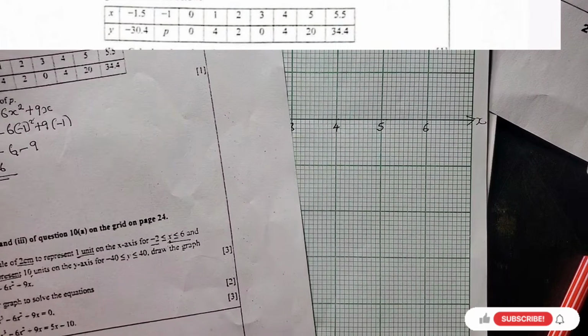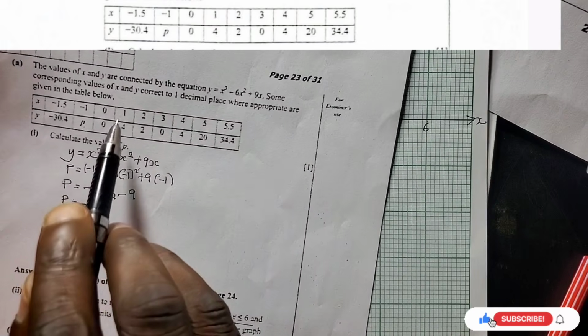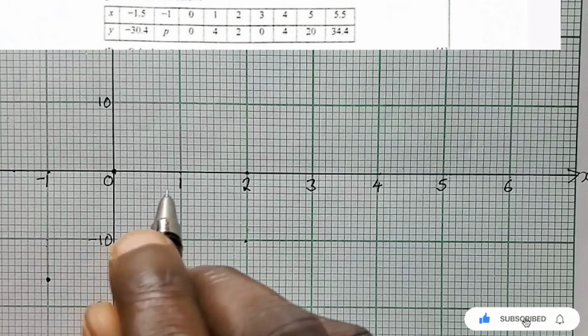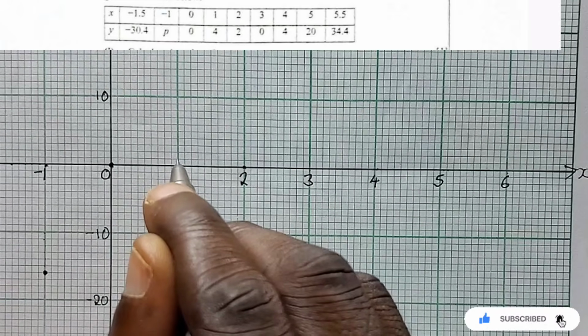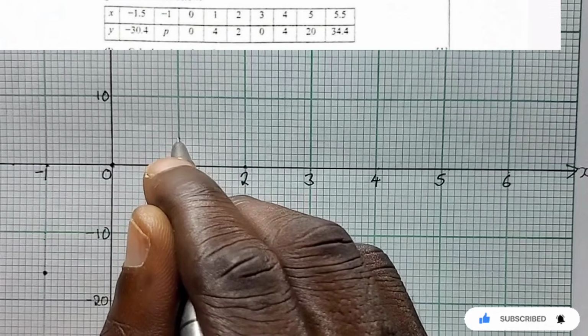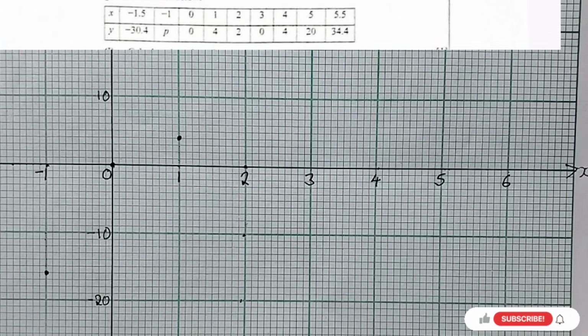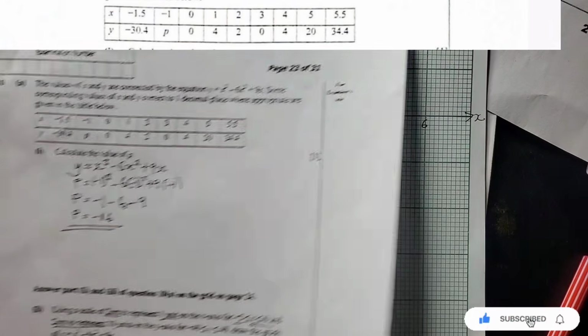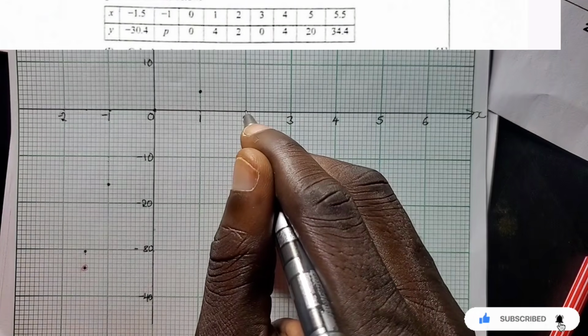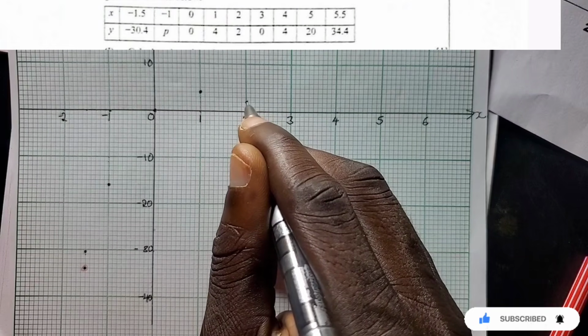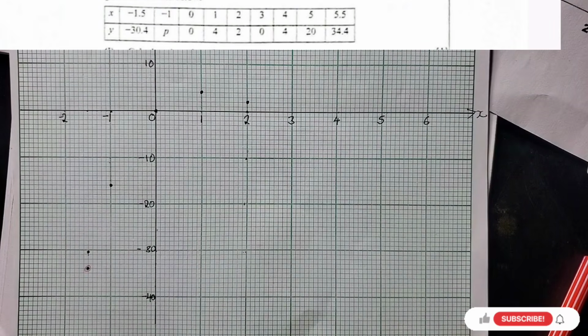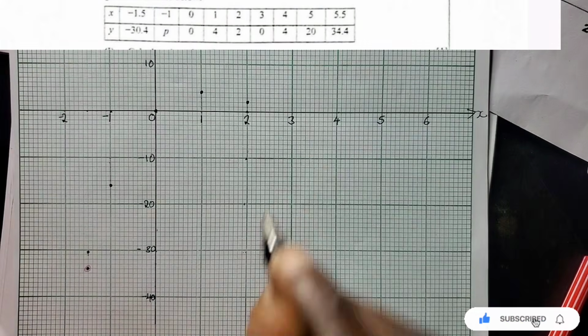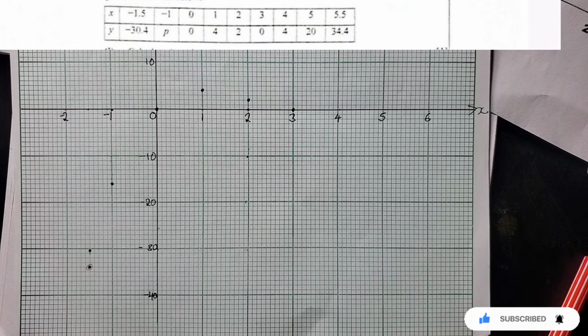Let's go to the next. 1, 4. So 1 is here, positive 4. 1, 2, 3, 4 here. This is where 4 is. All right. Next is 2, 2. 2 is here. 1, 2 here. That's where 2 is. All right. 3, 0. 3, 0 just here. Okay, this is our graph.